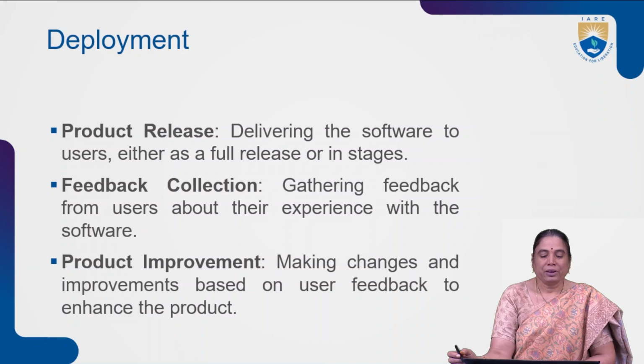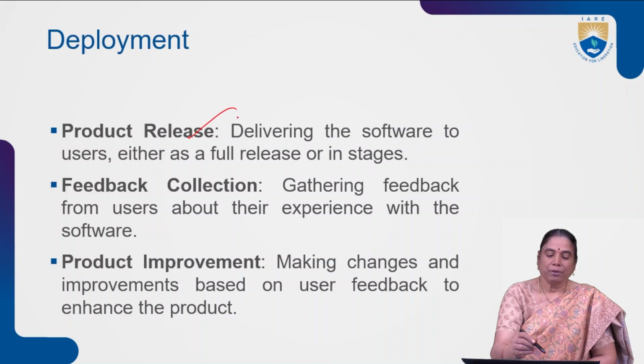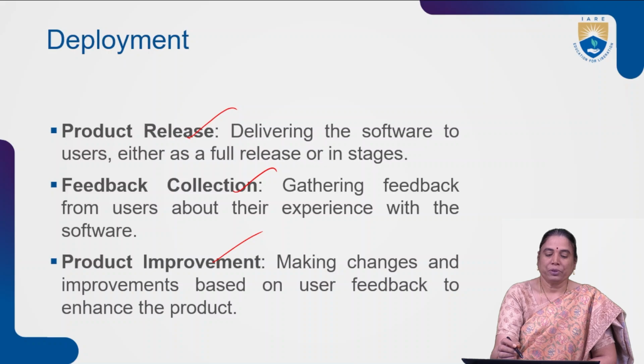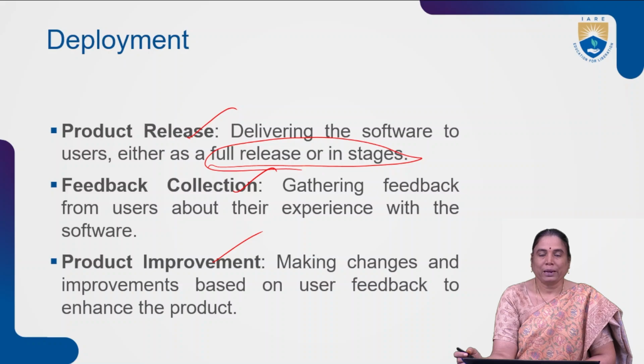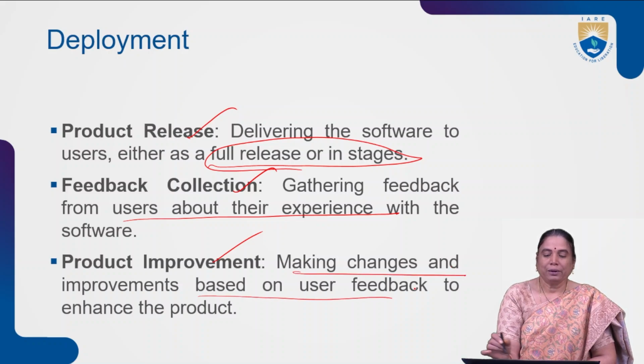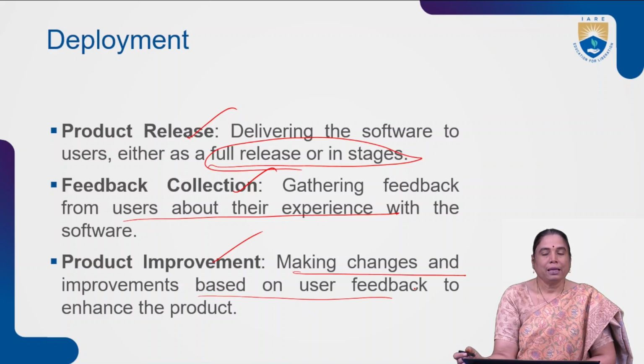Deployment generally involves product release, feedback collection, and product improvement. Product release is delivering the software to the user, either as a full release or in a staged or incremental fashion. Feedback collection focuses on gathering feedback from the users about their experience with the software. Product improvement is making changes or improvements based on the feedback and enhancing the features of the project.